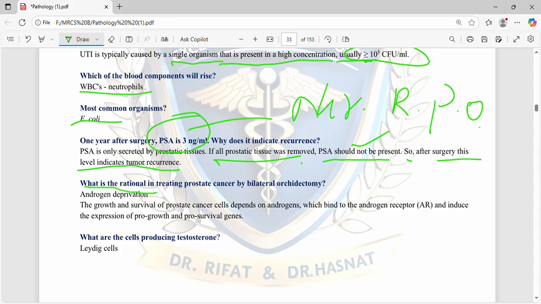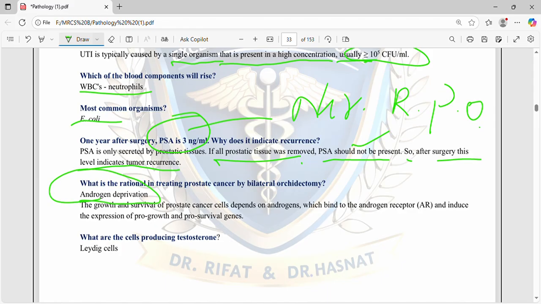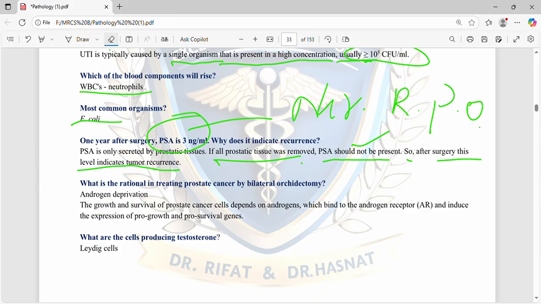What is the rationale in treating prostate cancer by bilateral orchidectomy? We know that androgens or testosterone are produced by the testes. So bilateral orchidectomy will give you androgen deprivation. The growth and survival of the prostate cancer cell depends on the androgens, which bind to the androgen receptors, AR, and induce the expression of pro-growth and pro-survival genes.